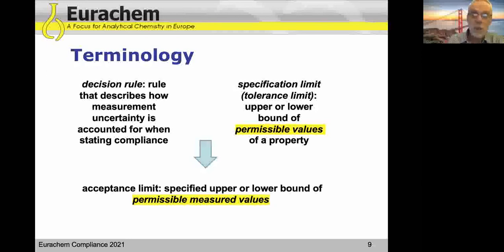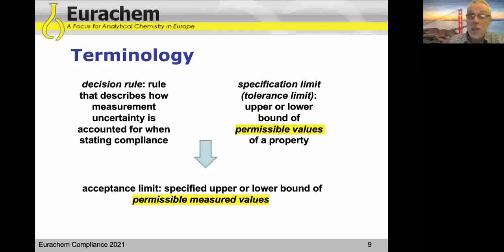We talk about decision rules. That is the rule that describes how measurement uncertainty is accounted for when stating compliance. It can also help the user by specifying a lot of details. I will come back to that. Then we have a specification limit or a tolerance limit, which has maybe just an upper or both upper and lower bounds for the permissible values. From the decision rule and specification limit, we construct acceptance limits.